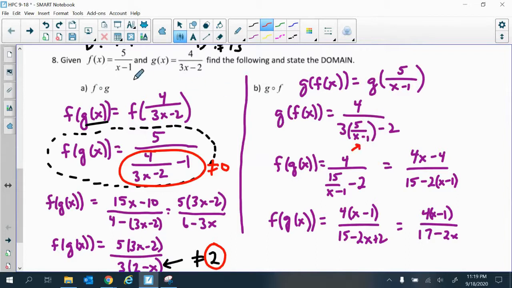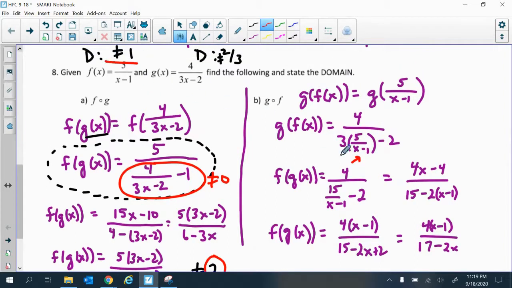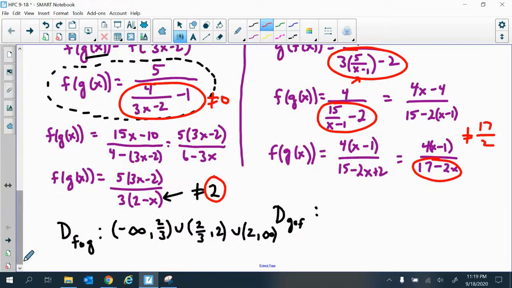Clearly, we can't substitute 1 in. That was the original domain restriction. But when I simplify, I end up with 17 minus 2x in the denominator, or I could have just taken this, set it equal to 0, and solved and found out something else I can't have in the denominator because the entire denominator is not allowed to be 0. But what I see is 17 halves is something that I'm not allowed to have. So the domain is negative infinity to 1 union 1 to 17 halves union 17 halves to infinity.